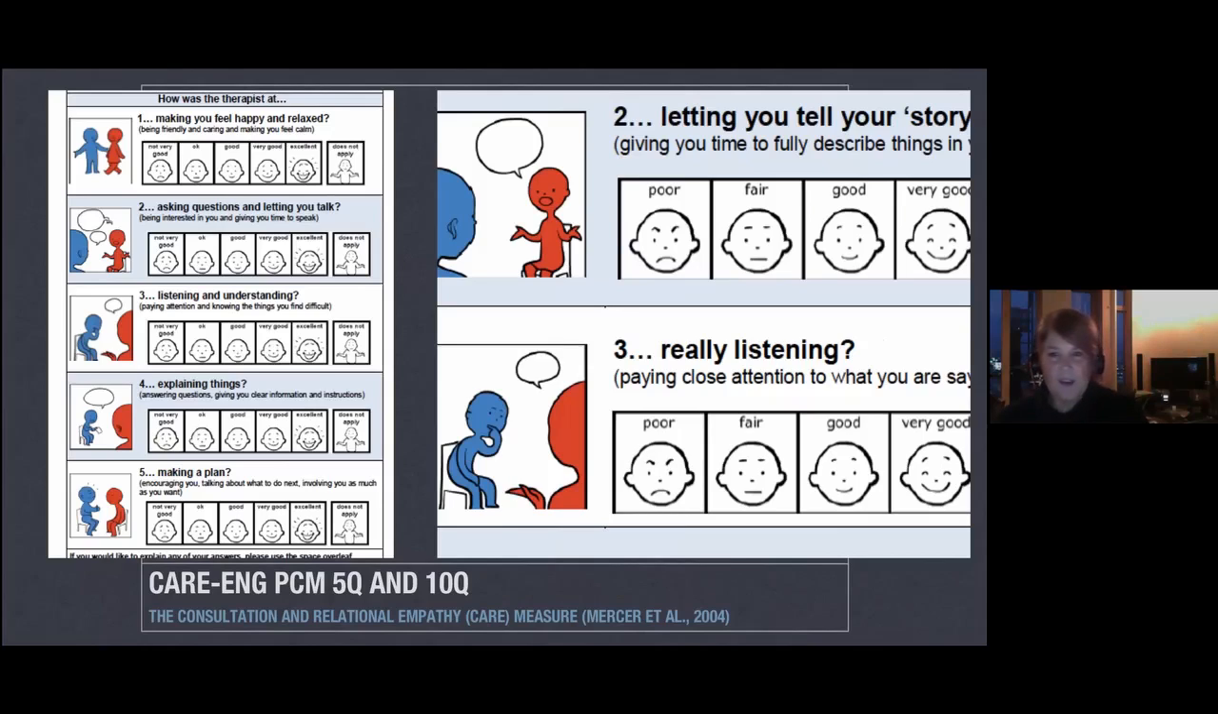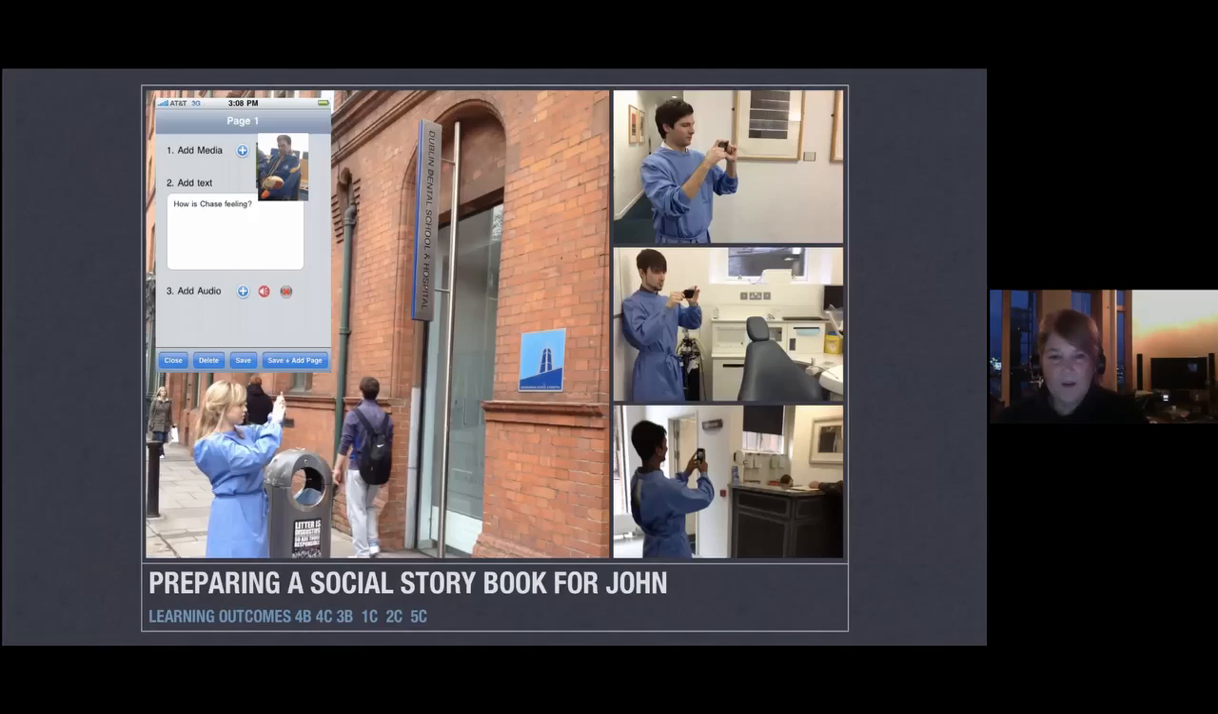Inclusion means students preparing social storybooks for their patients that they can do in their own clinic. You can see them using apps on their own phones. No fancy stuff here. This is something they can take to their own clinic afterwards. Inclusion also means accepting that students can include special care dentistry research in their research.